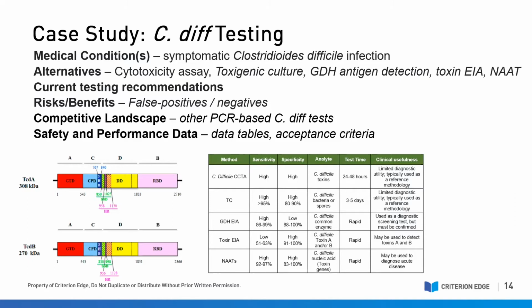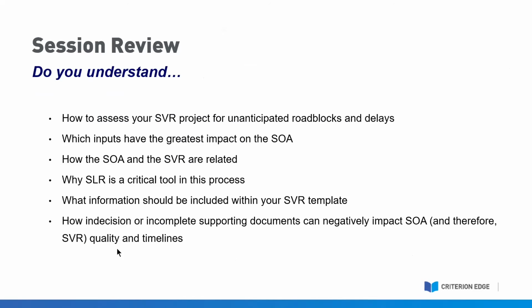All of this must be covered as part of your SVR, but this is also why it's so critical to plan the outline to ensure that your discussion of the association is comprehensive and well organized. All of this background must be established before you can begin to assess what can be considered state-of-the-art. So to recap, we're hoping that by the end of this session, you have a better understanding of how to assess your own SVR project for any unanticipated roadblocks or delays. Are you ready? Do you have these feeder documents prepared, and have critical decisions been made prior to beginning your writing process?